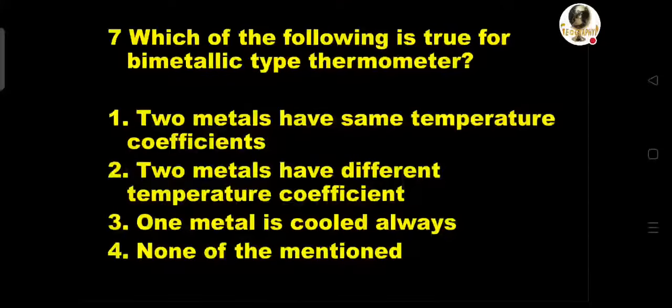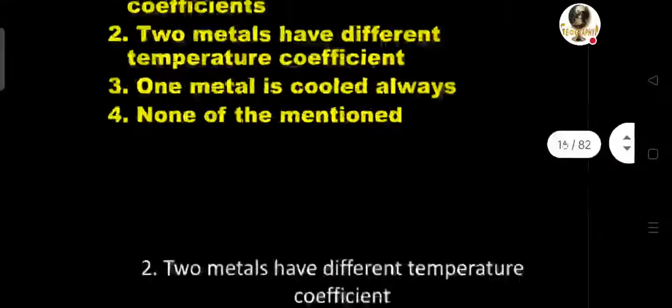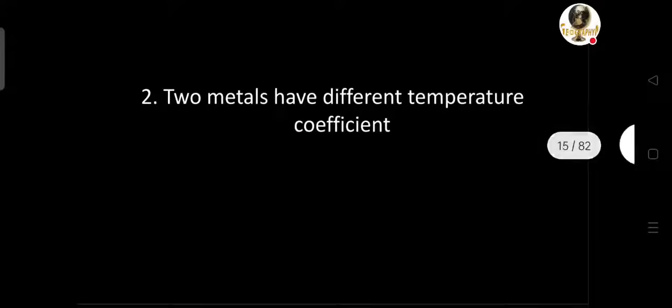And this question: which of the following is true for a bimetallic type thermometer? Basically, I explain this question. In a bimetallic type of thermometer, two metals are used which have different temperature coefficients. So definitely the correct answer is that the two metals have different temperature coefficients.